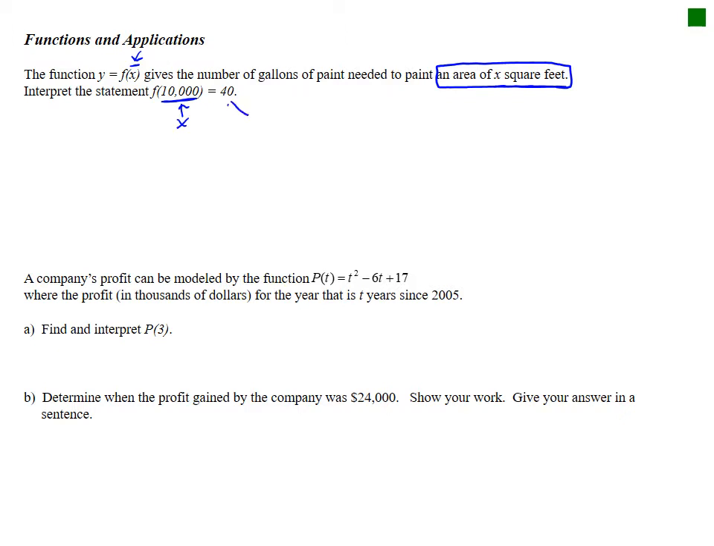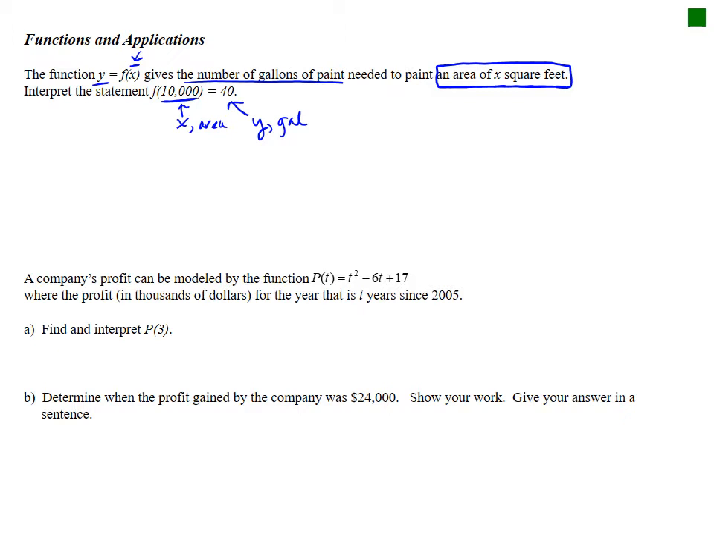The output, 40, or the number 40, comes after f of 10,000. It's what f of 10,000 is equal to. So 40 would be like the y value. And the function y equals f of x, y gives the number of gallons of paint. So this would be the gallons of paint needed to paint this area of 10,000 square feet.